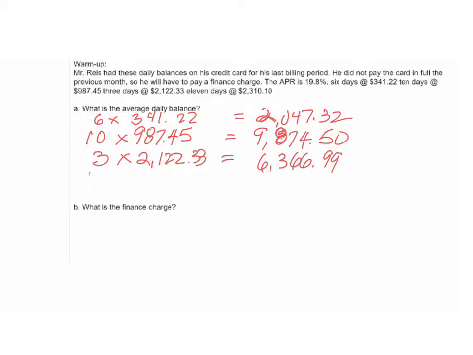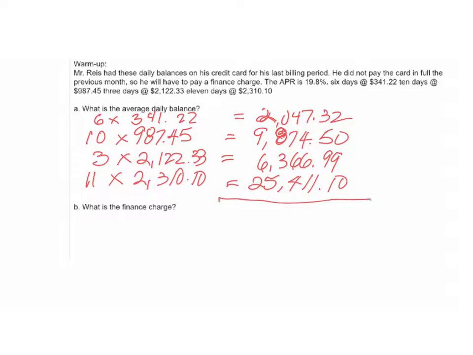And finally, we have 11 days at $2,310.10. If you multiply that out, you get $25,411.10. We have to add all these up. If we do, what we get is $43,699.91.